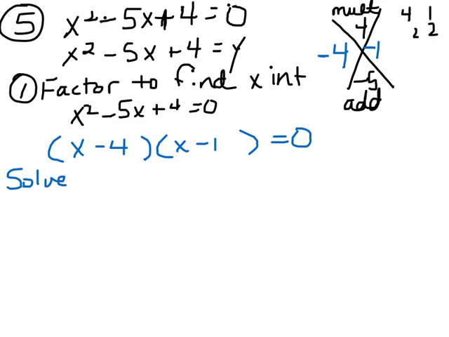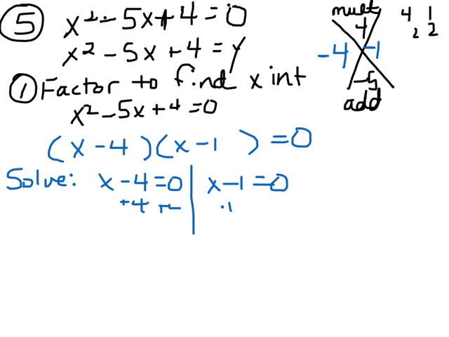To solve it, I set the factors equal to 0. I say x minus 4 is 0 and x minus 1 is 0. And then I've got two little equations to solve again, don't I? I add 4 to each side. Oh, just here, not over there. I don't know why I was skipping over there. x equals 4 is one x-intercept. And over here, I'd add 1 to both sides, and I'd get x equals 1.